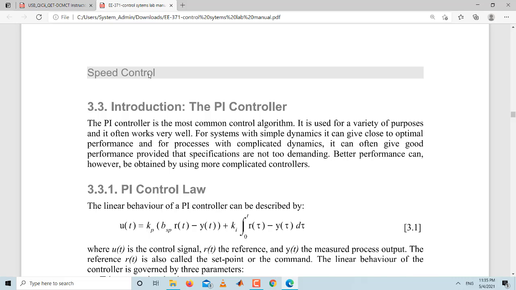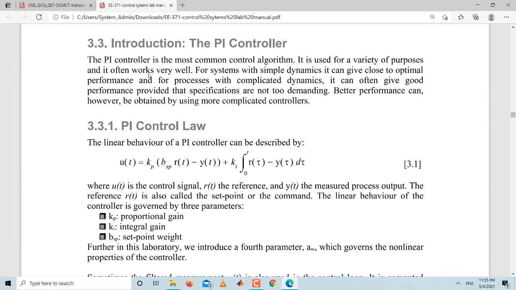Let's introduce what PI controller is. It is the most commonly used control algorithm, and there are many purposes to it. For the systems that have simple dynamics, we use it to optimize the performance of those systems. And what is the PI control law? The expression for the PI control law is written here in this equation.